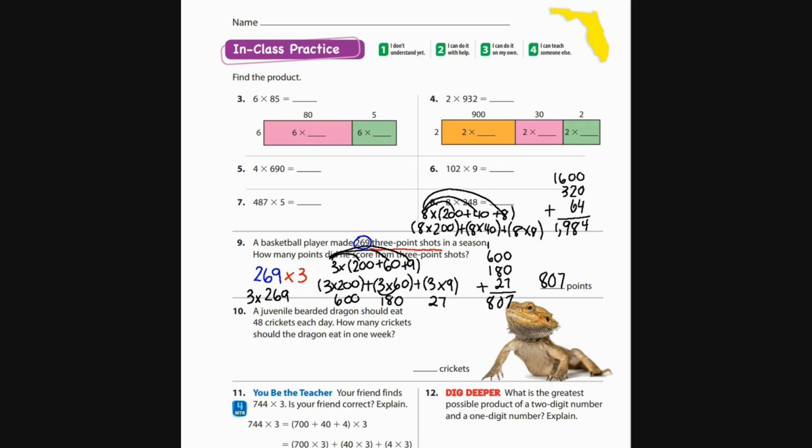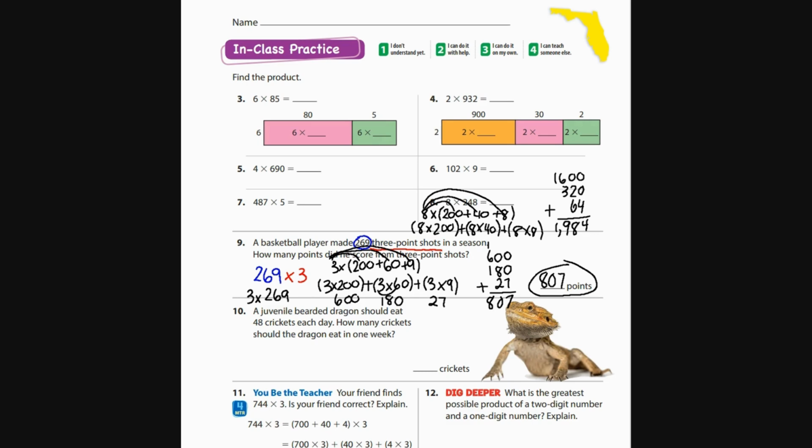Let's go back to the question. A player made 269 3-point shots in a season. That means if every 3-point shot is worth 3 points, that has to be times 3, right? So if that player did 269 3-point shots, that means that for the season, the player scored 807 total points for his team. Okay?